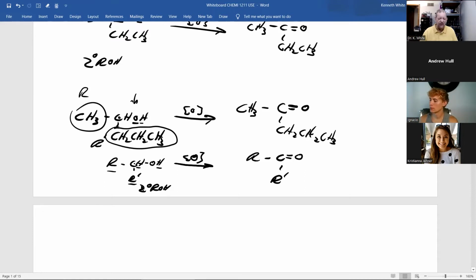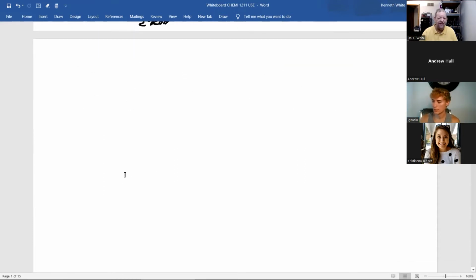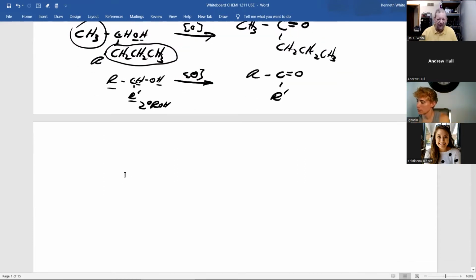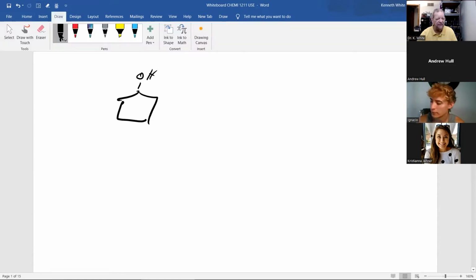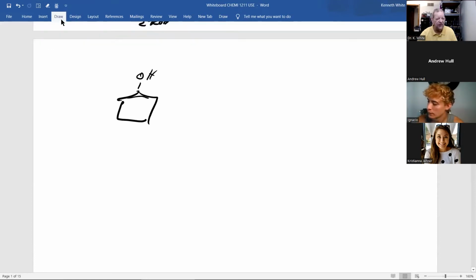All right, now something you couldn't do in an aldehyde, or I should say in a primary alcohol, but you can do in a secondary, you can have the following reaction. Let's do a better ring. Let's get the eraser.